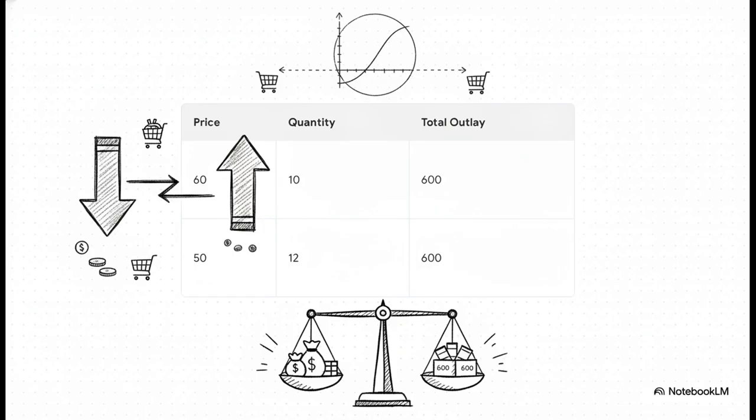But check out the total outlay. 50 times 12 is still exactly 600. When a price drop is perfectly offset by a volume increase, total spending stays exactly the same. That tells a seller that the demand here is perfectly unit elastic.